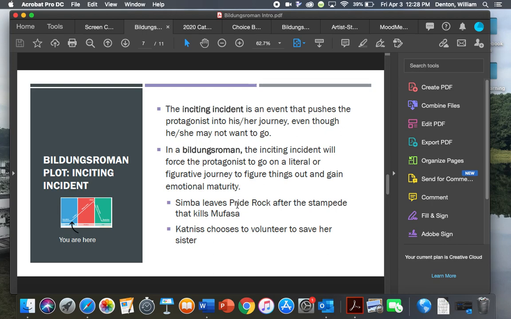Okay, Simba leaves Pride Rock after the stampede kills Mufasa. He's thrown. He has no choice. His father dies. He is thrust out. In The Hunger Games, Katniss chooses to volunteer because she has no choice. Her sister has to go. She has to do it. So the inciting incident is what happens that pushes the main character into his or her journey.